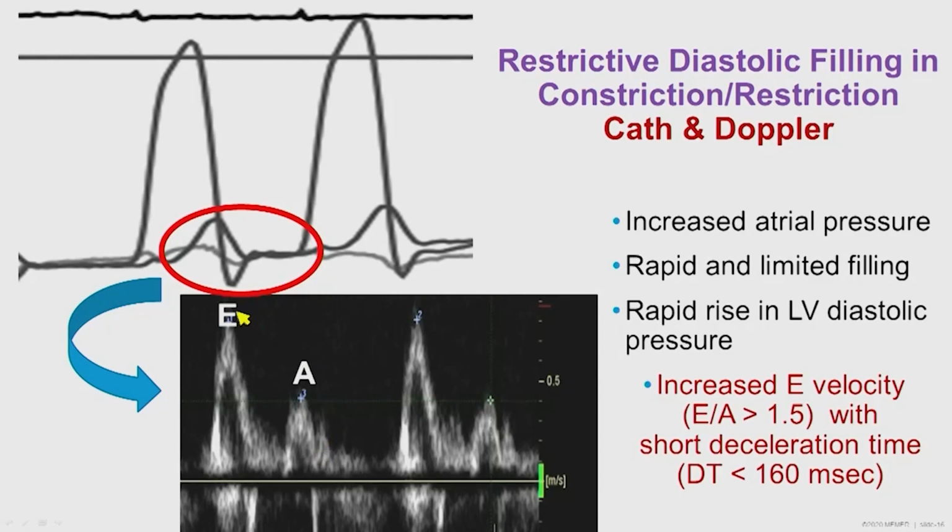And because of the rapid rise of the early diastolic filling, we have a very short deceleration time, meaning from the time of the peak velocity to the time it reaches baseline, we call that the deceleration time. And usually that's longer than 200 milliseconds. But in patients with high filling pressure and very rapid rise of the early diastolic pressure, we have a shorter decel time, as you see in this diagram.